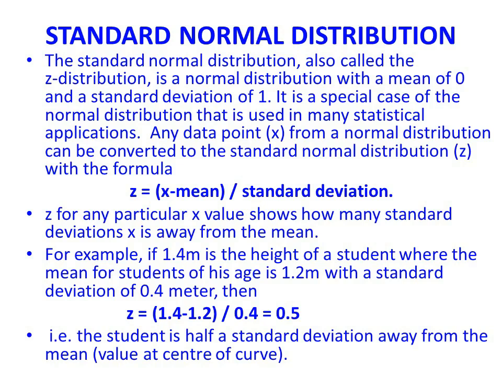Z for any particular x value shows how many standard deviations x is away from the mean. For example, if 1.4 meter is the height of a student where the mean for students of his age is 1.2 meters with a standard deviation of 0.4 meter, then Z equals (1.4 minus 1.2) divided by 0.4 equals 0.5, that is, the student is half a standard deviation away from the mean.